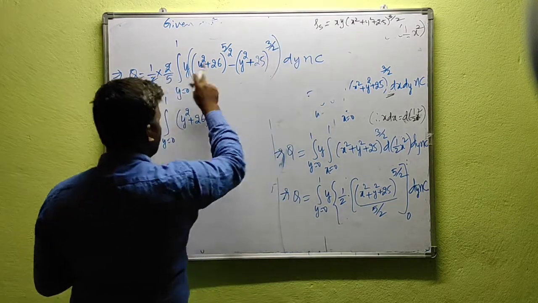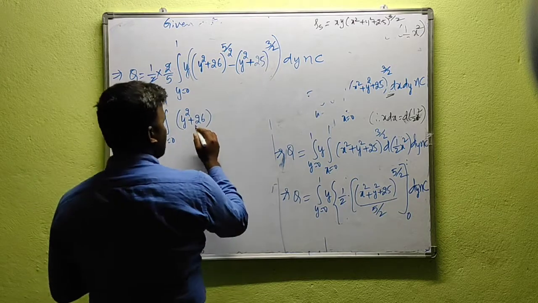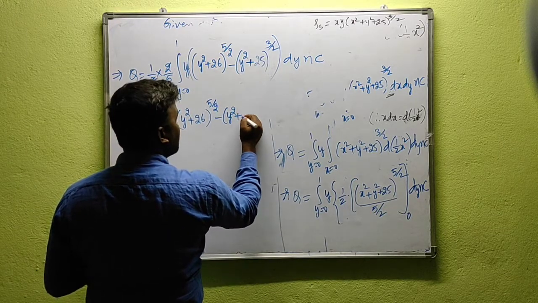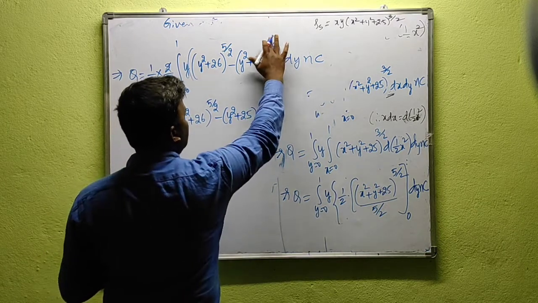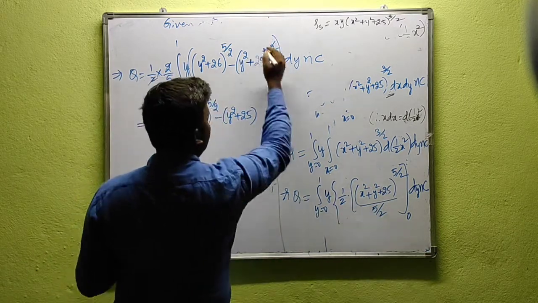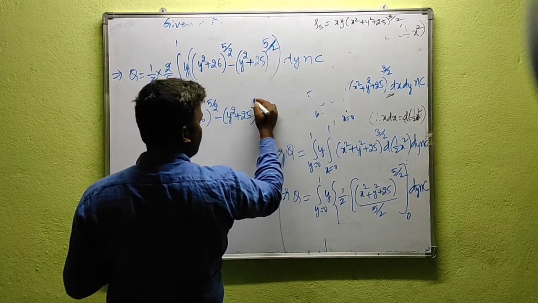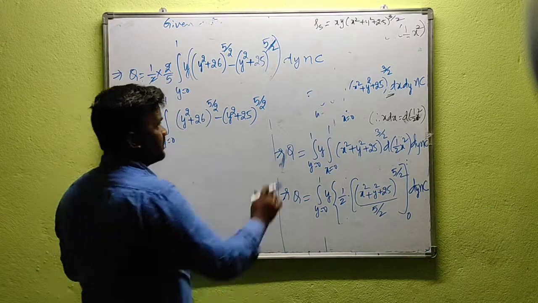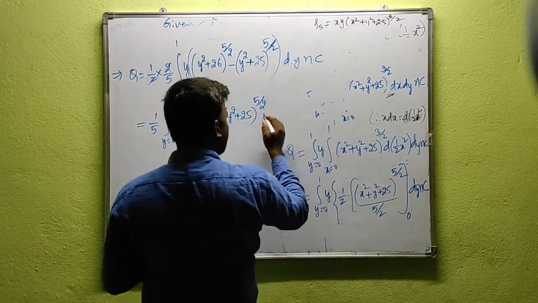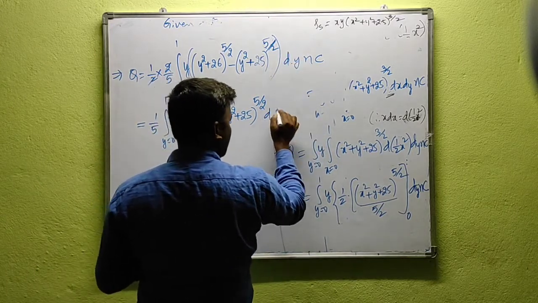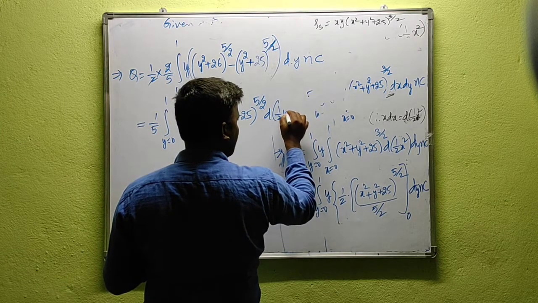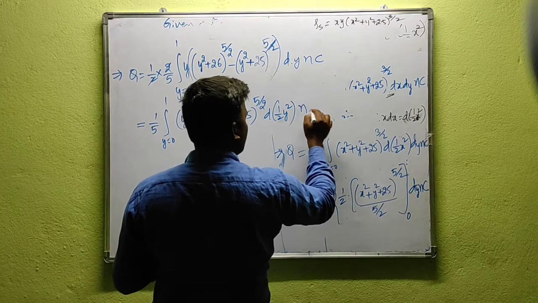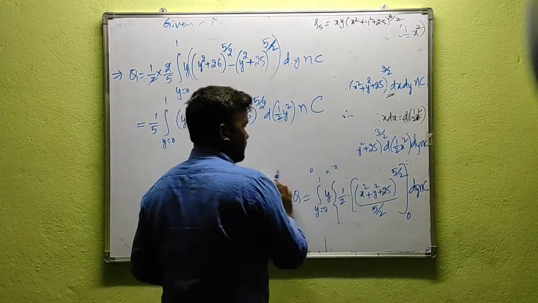nanocoulombs. This y is common to both: (y square plus 26) whole power 5 by 2 minus (y square plus 25), I wrote here 3 by 2, but it is 5 by 2, okay. Y into dy can be written as, y into this dy can be written as the differentiation of 1 by 2 y square, into nanocoulombs. Now let us simplify this one.